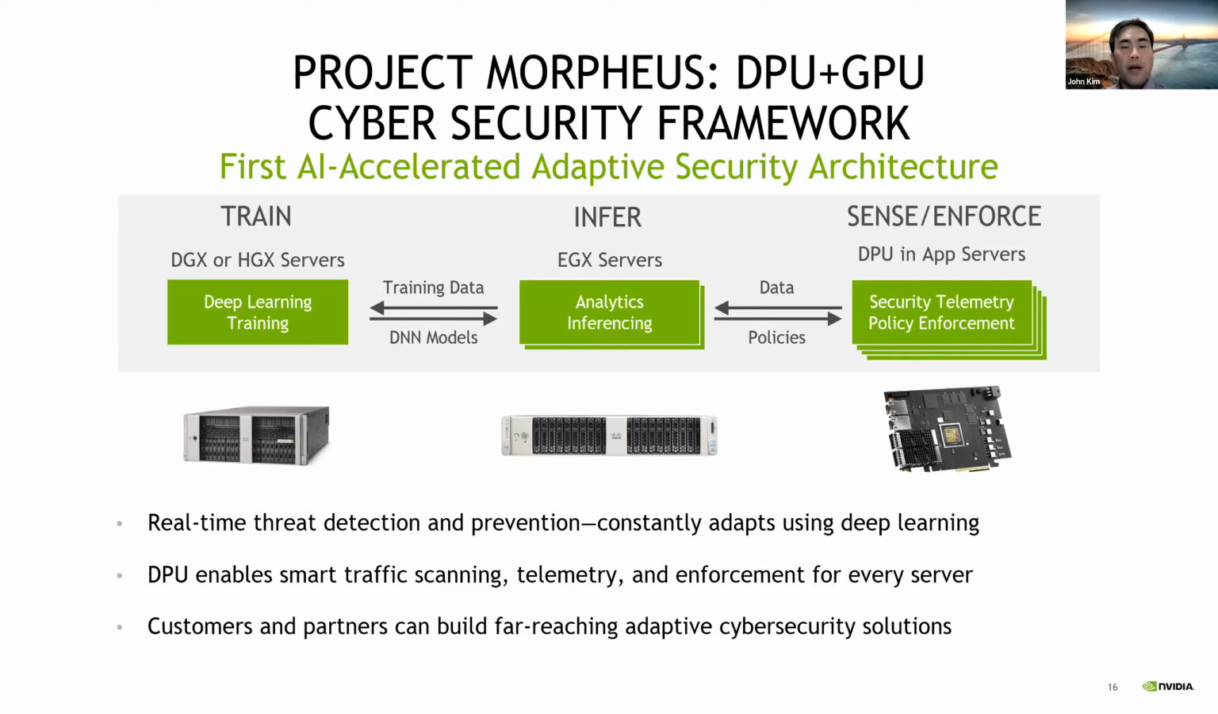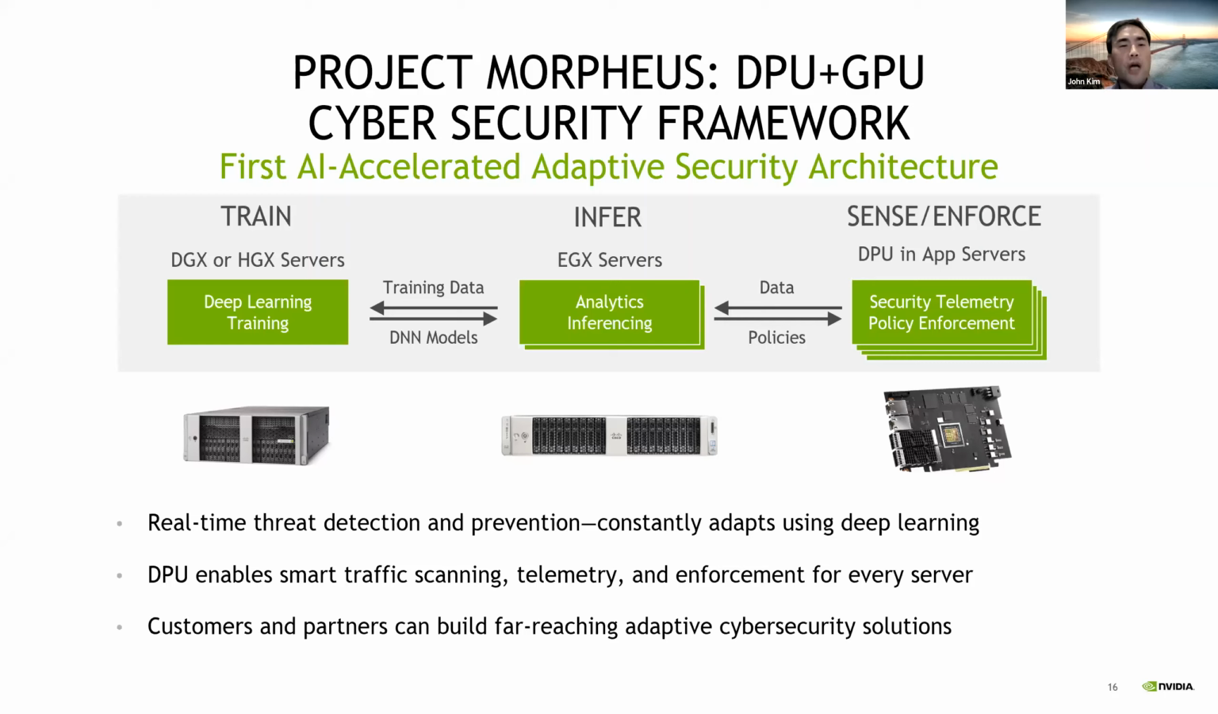And then the DPUs can be in every server to sense these threats and enforce the policies. So the DPU collects the data and it enforces the policies. The EGX servers are in the middle, doing the inferencing. So they're taking the learning models and the AI models and applying them to the data that's coming from the DPU and telling the DPUs what to do. And then any new data, any new threats are going back to the core data center where deep learning does training to create better updated models. And those models are then pushed out again to the inference layer and then out to the DPUs.